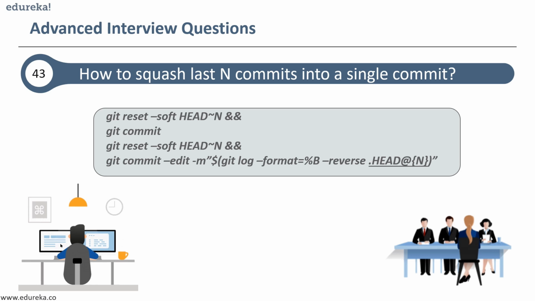In the second option, if you want to start editing the new commit message with a concatenation of the existing commit messages, then you need to extract those messages and pass them to git commit. For this purpose, you will use the command git reset --soft HEAD, and then git commit --edit -m with the entire log command, git log --format --reverse, and the name of the HEAD.